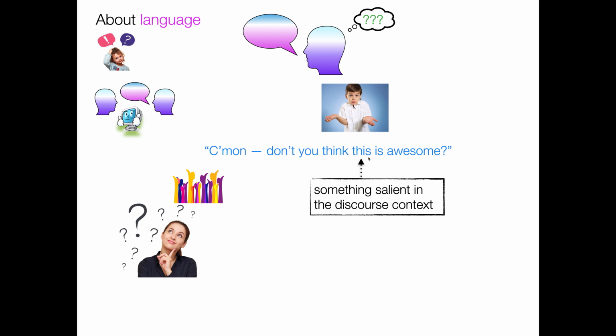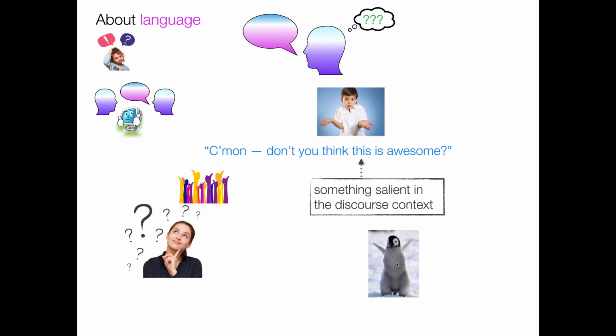Well, this is something that varies depending on the context you're in. The discourse is sort of the fancy term for conversation. So something that's salient, something that's very apparent to your conversational partners in your discourse. And maybe it's this really adorable penguin, right? So don't you think this is awesome? And we're looking at the penguin, somehow making clear that this refers to a penguin.